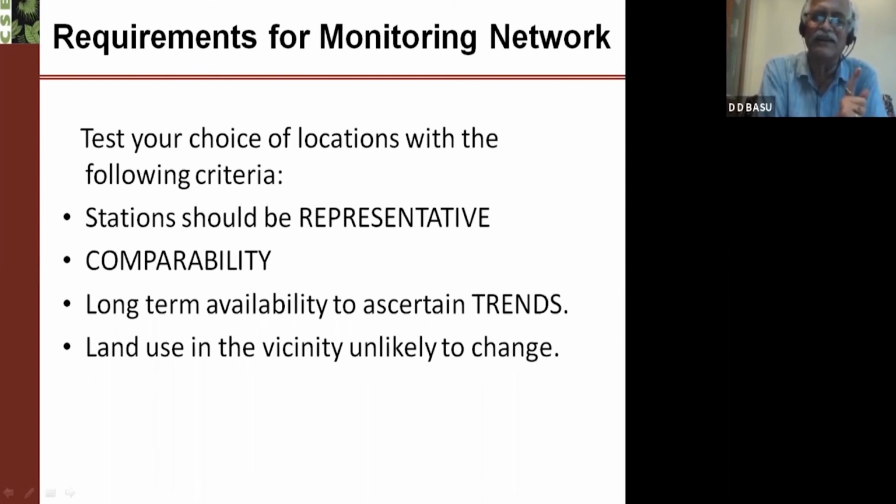Generally, in old cities, the land use is definitely not changing. But in new urban areas where the land use is also changing, if the land use is unlikely to change, the station will give a representative observation for a long time. Next.